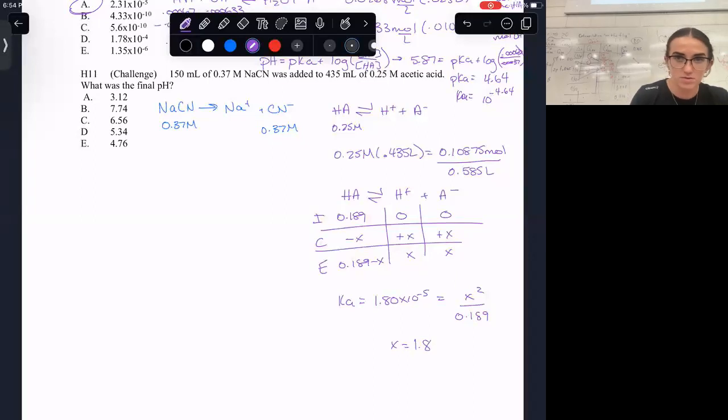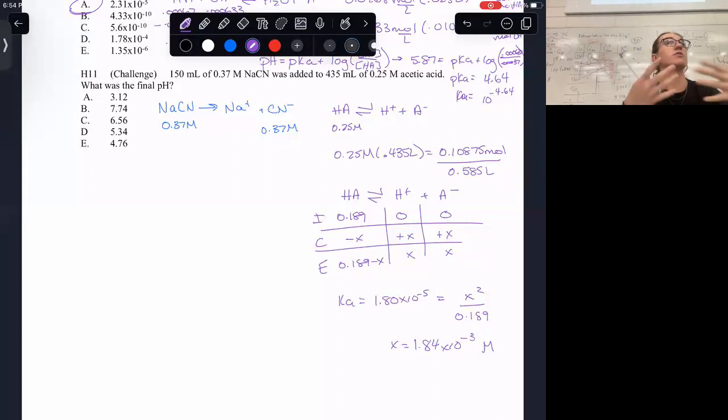$1.8 times 1.84 times 10 to the negative 3. Okay, so this is how much concentration of H plus we have just for equilibrium, right? If this was just isolated, this volume of your H plus.